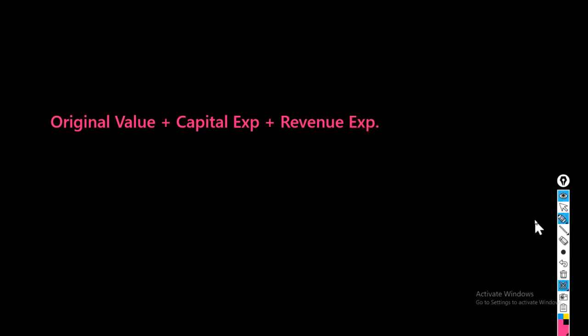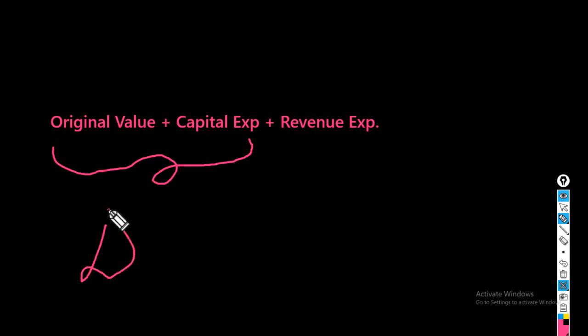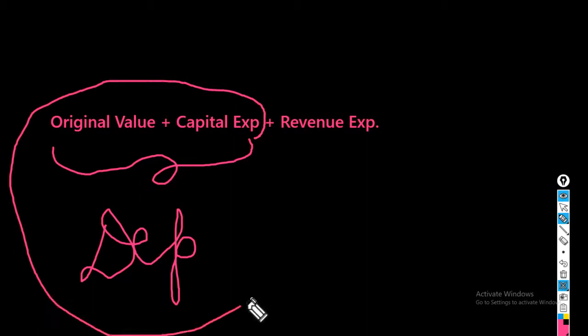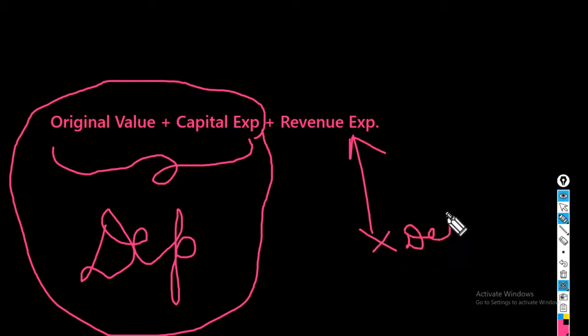So this is now a quick quiz for you. Where do we charge the depreciation? Depreciation will always be charged on original value of the asset plus capital expense. There will be no depreciation on this, no depreciation. Okay, and it will be treated as a normal expense and it will directly go to indirect expense account.